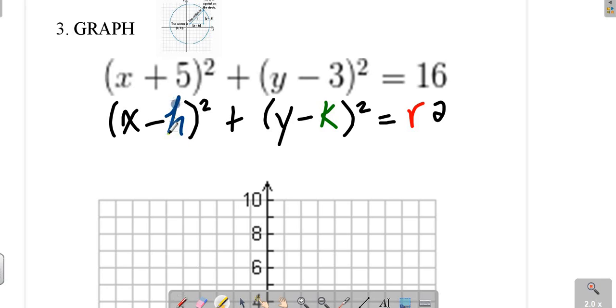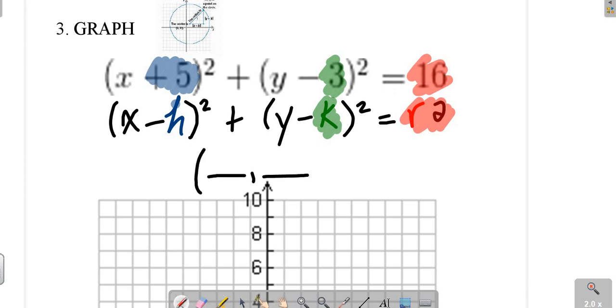We ask ourselves, if the original equation is minus h, and the final result is plus 5, what was h? If the original equation is minus k, and the result is minus 3, what was k? If r squared is 16, what is your radius? I'm going to pause for about 20 seconds. I want to see if you can fill in those blanks before I show it to you.